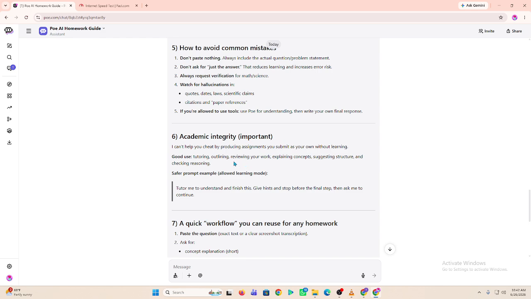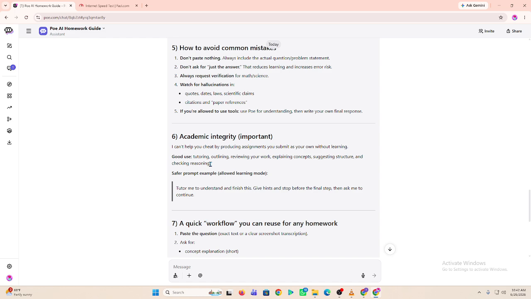You can also ask Poe AI to create practice questions, quizzes, or summaries to help you revise before exams. Just remember, use it as a learning tool, not a shortcut. The goal is to understand your homework better, not skip the learning process.